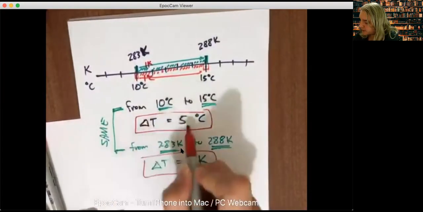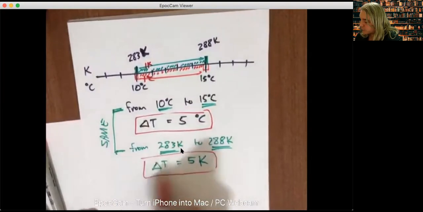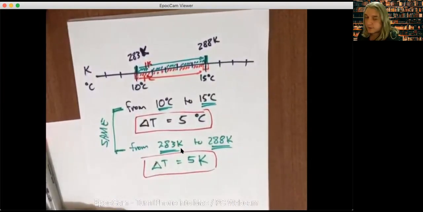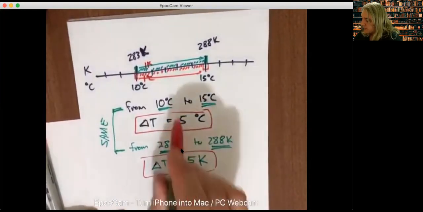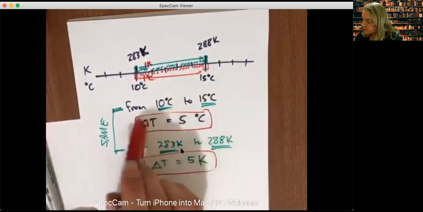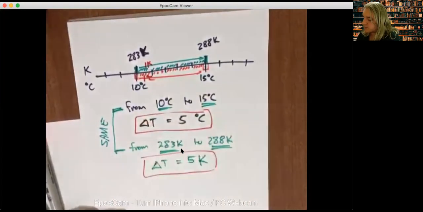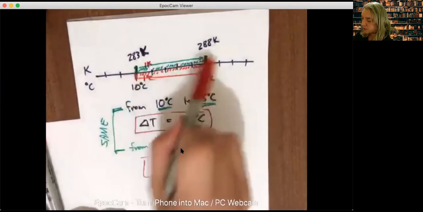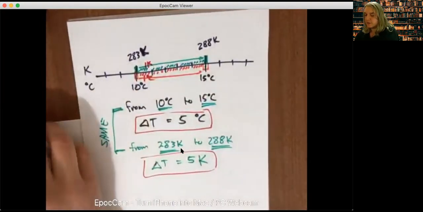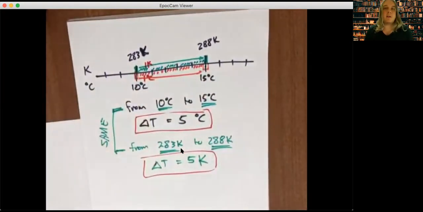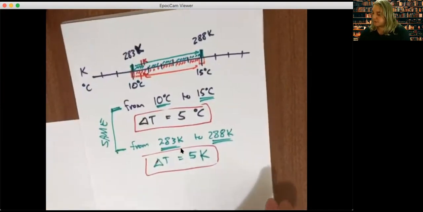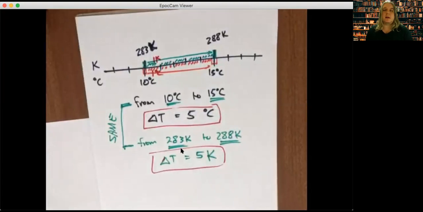If you've got delta T is 5 degrees Celsius, then delta T is also 5 Kelvin. Right? The step size is the same, so a change in temperature is the same. But the actual temperatures you still need to convert. Okay. So hopefully that was obvious, and hopefully I've been talking for several minutes for no real reason, but I just want to make that really abundantly clear that if you have actual temperatures, you need to convert them.